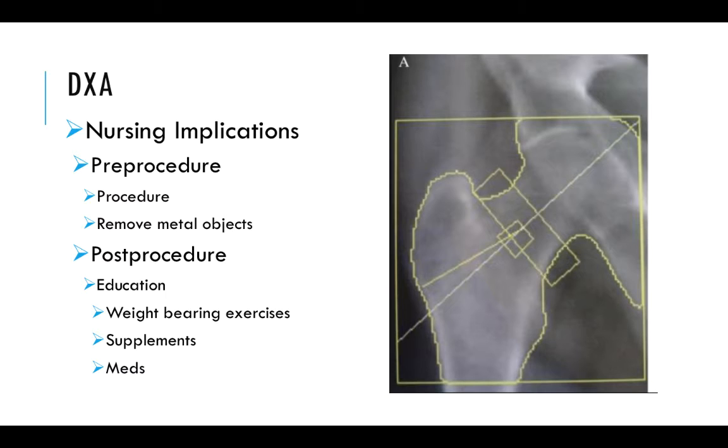So if the results come back and your patient does not have osteoporosis, then you engage in primary prevention, where you're teaching the patient how to prevent development of osteoporosis. That includes weight-bearing exercises, taking calcium and vitamin D supplements, watching the medications that they're taking, and also some diet issues.